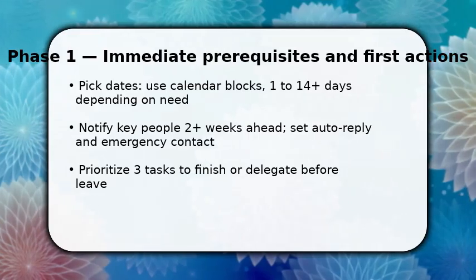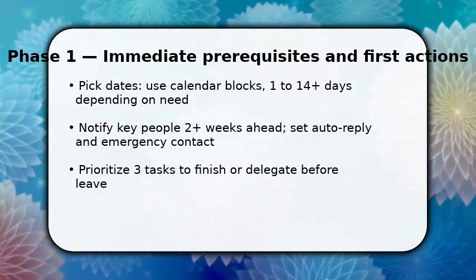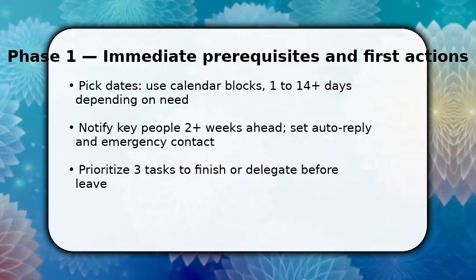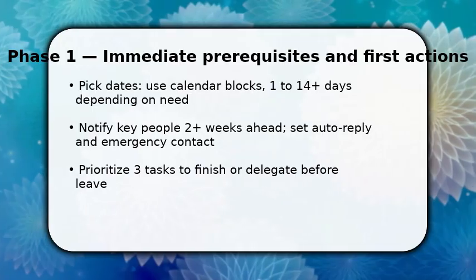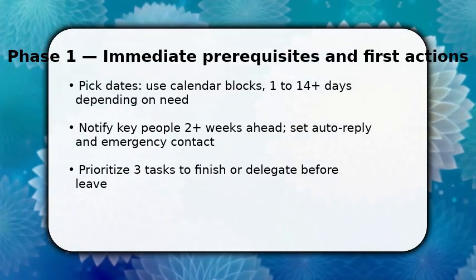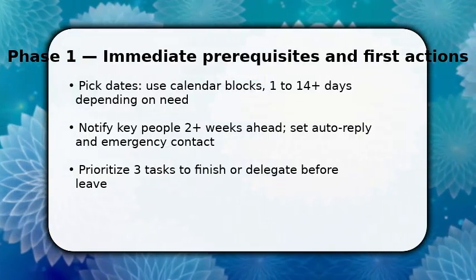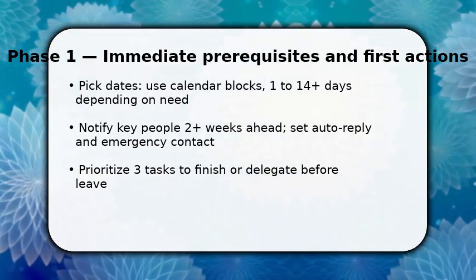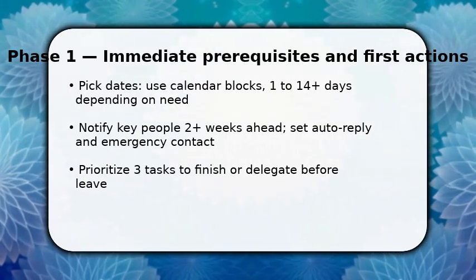You start by choosing exact dates and committing them in your calendar so others see them. This creates a boundary. Once set, notify your manager and key teammates at least 2 weeks ahead and add an auto-reply explaining limited availability. Make sure to pick and either complete or delegate the top 3 tasks that would otherwise follow you. This reduces stress and prevents urgent interruptions while you're offline. Do this now to convert intent into real time off.